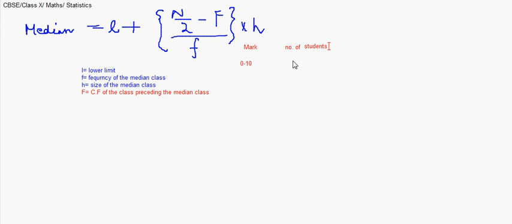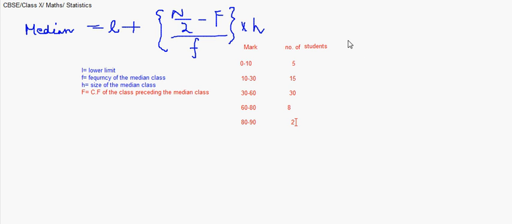0 to 10 marks were scored by 5 students, 10 to 30 by 15 students, 30 to 60 by 30 students, 60 to 80 by 8 students, and 80 to 90 by 2 students.